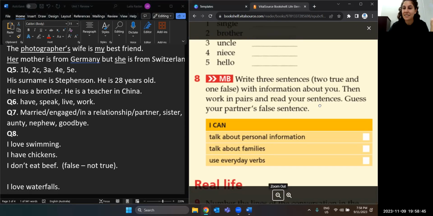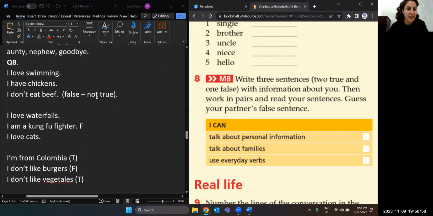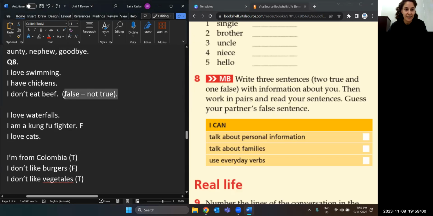Write 3 sentences. So this is a good game. 2 are true and 1 is false with information about you. And then we're going to guess it. So for example, I had 3 sentences. The 3 sentences for me were, I love swimming, I have chickens, and I don't eat beef. So which one do you think is false?